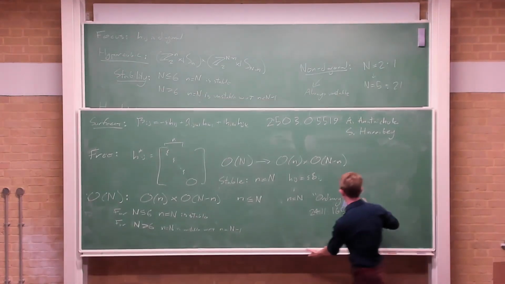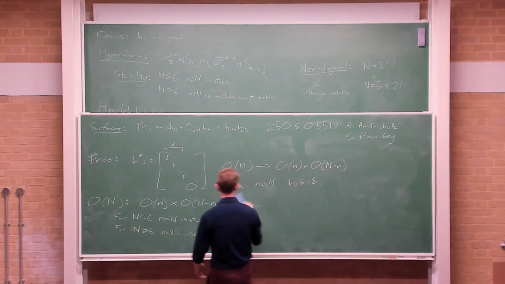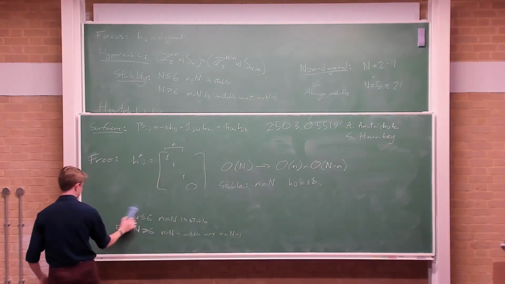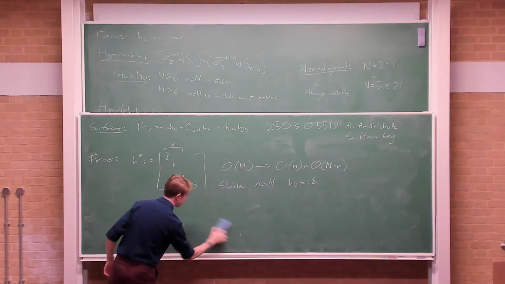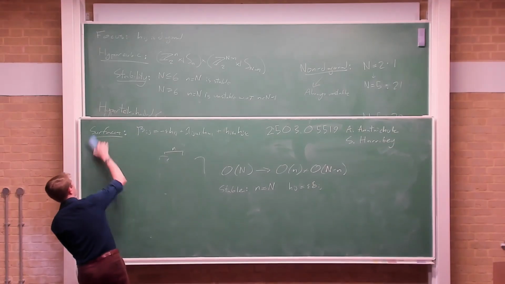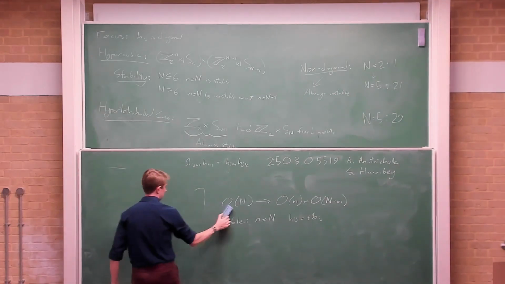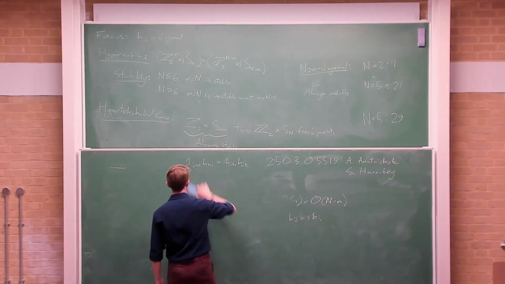So finally, I can get to the last case, which is interfaces. And this is just 1 loop. Only the 1 loop beta function is known. So less can be said.